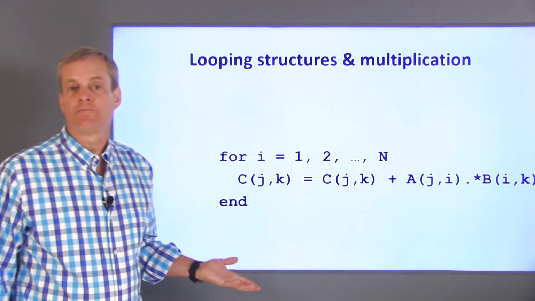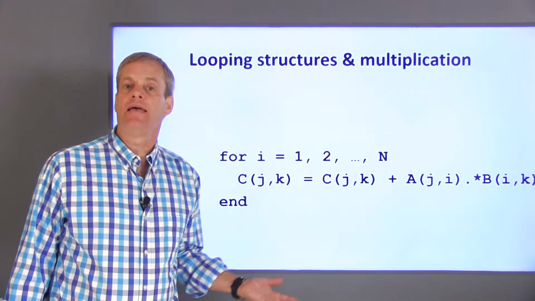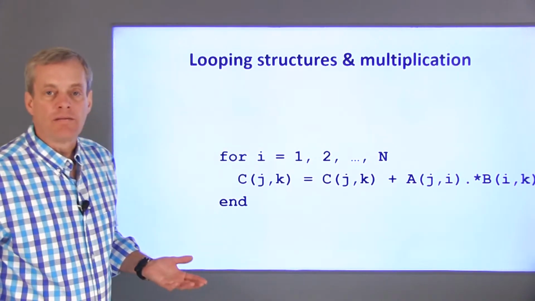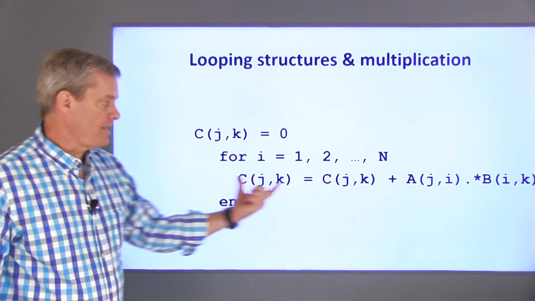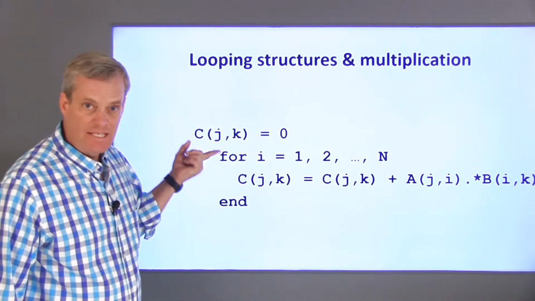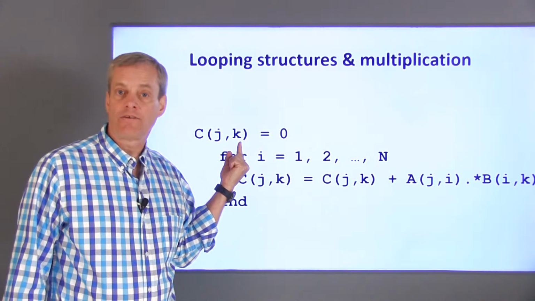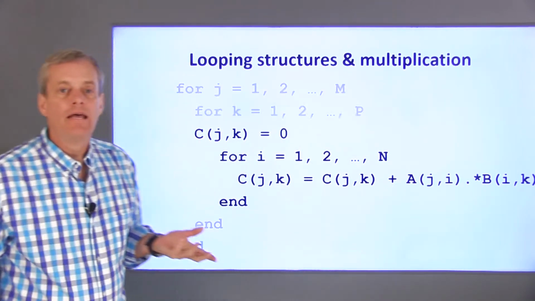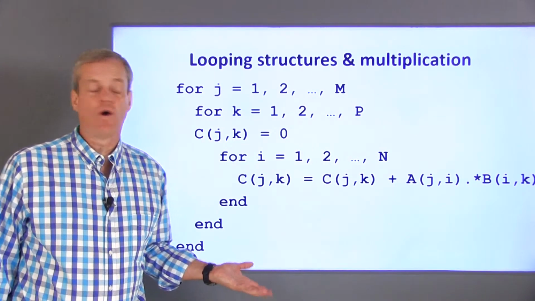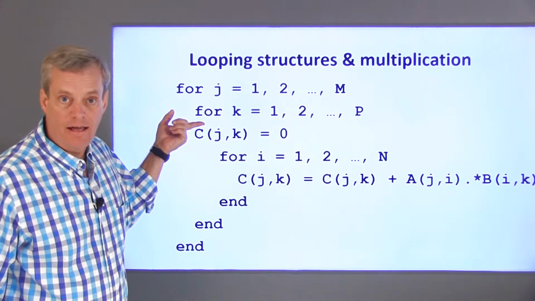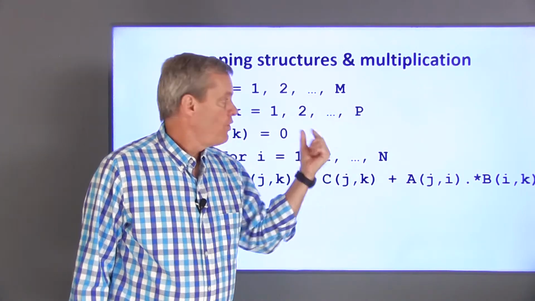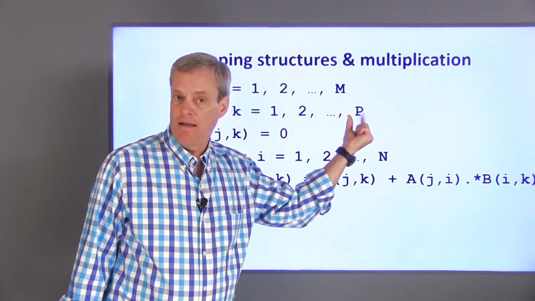In order to do this process, the number of columns in A has to be the same as the number of rows in B. Since I'm performing a cumulative sum of these elements, I need to initialize the element of C at the jth row and kth column to 0. Now I have to perform this inner product for every combination of the rows in matrix A and the columns in matrix B. So A has M rows and B has P columns.